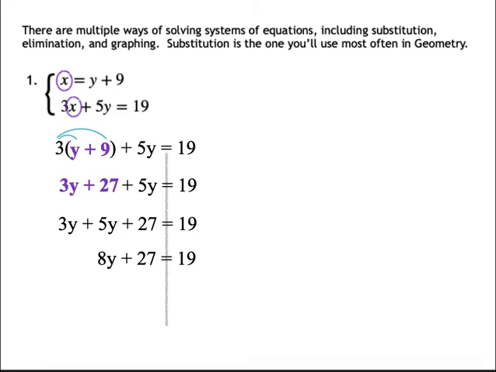So to solve for y, you'd have to cancel out the plus 27 first, so you minus 27 from both sides, and then divide both sides by 8. You should get y equals -1.